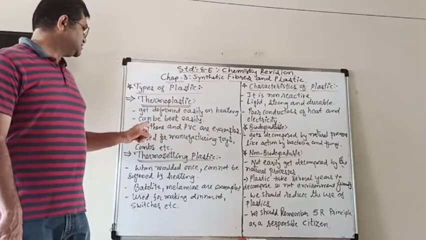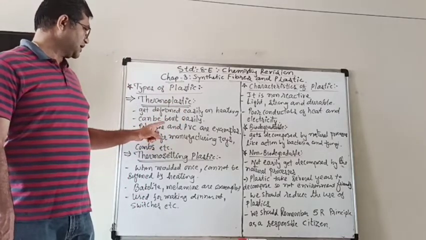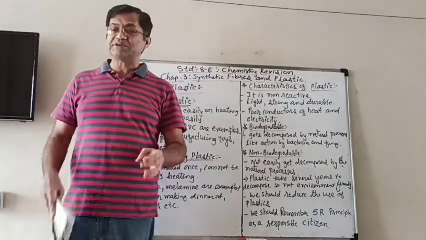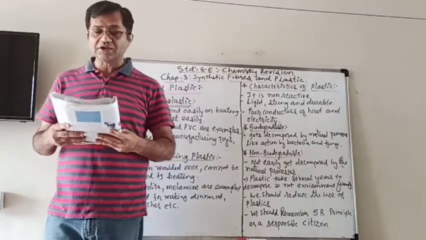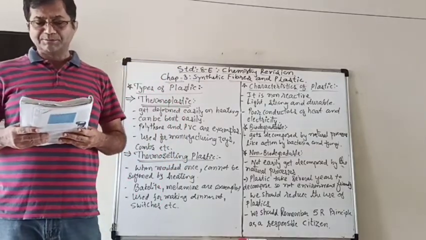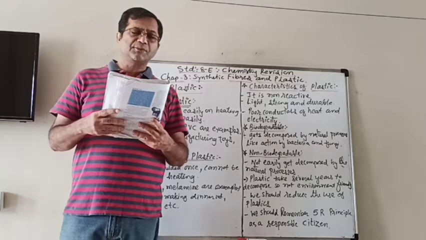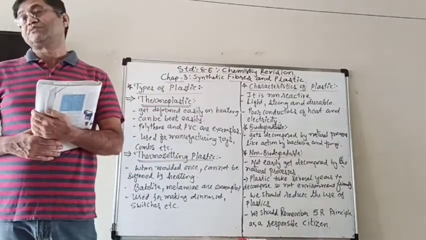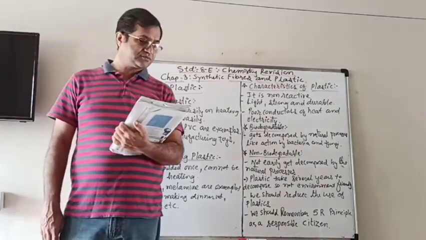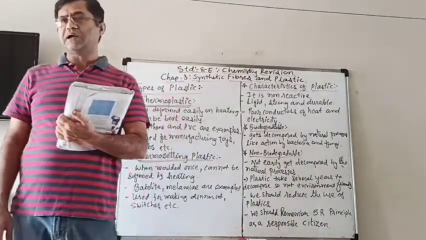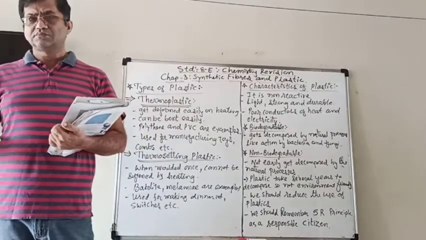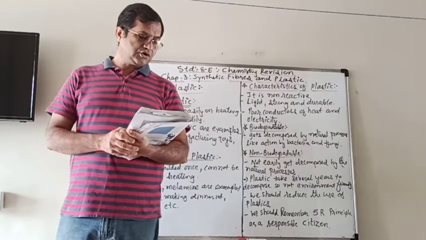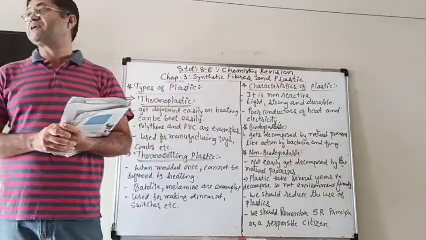The examples of thermoplastics are polythene and PVC. PVC means polyvinyl chloride. The full form of PVC is polyvinyl chloride, and they are used in manufacturing toys, combs, and different types of containers. So that is the thermoplastic.